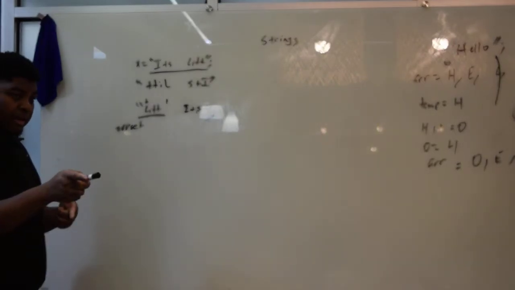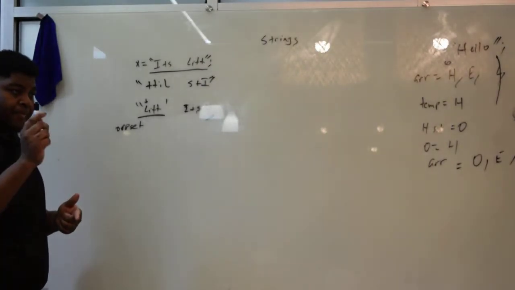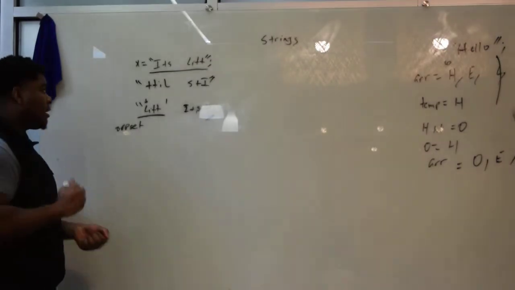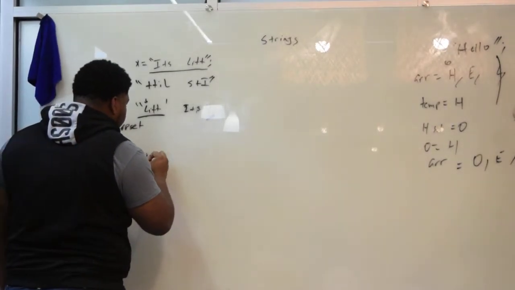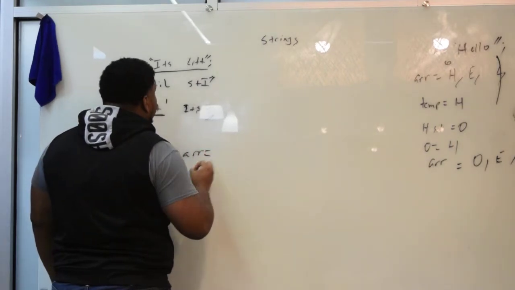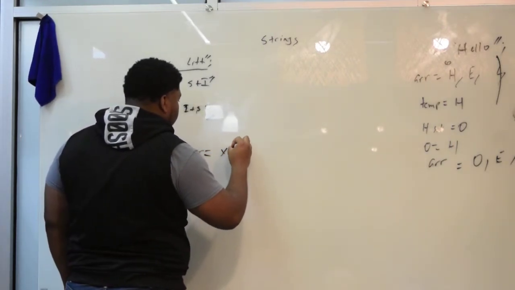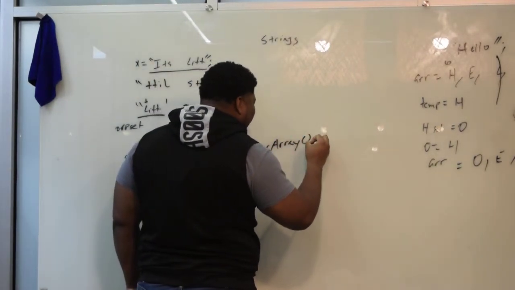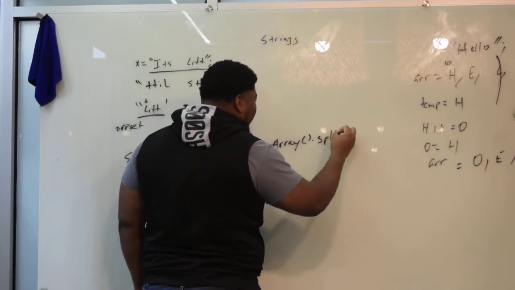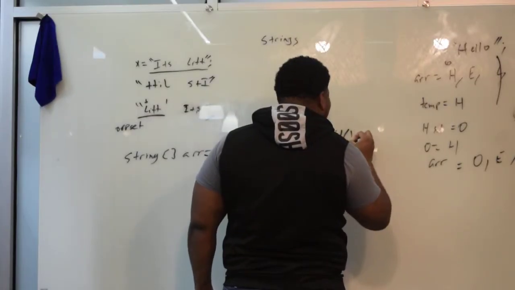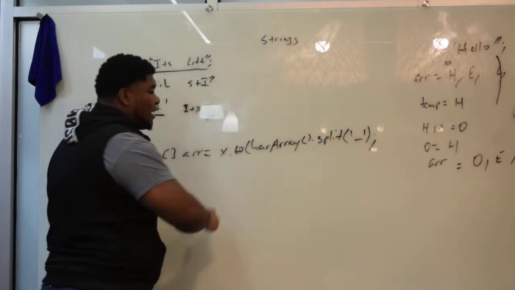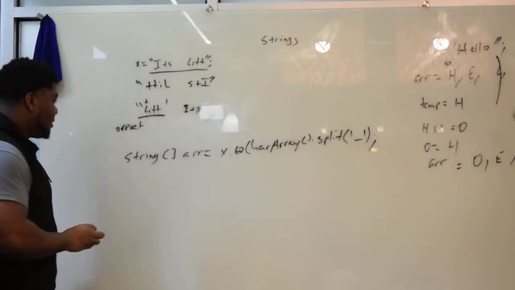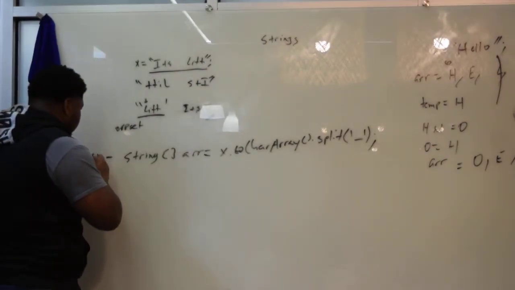Rather than doing it that way, it's still O of n time, but you're using more space. So it's O of n space. Because now you have to make a string array. So you do like string r is equal to x dot toCharArray dot split of the space. And then this would tokenize it, and then you loop through it and just reverse it like you normally do. But this is making extra space.